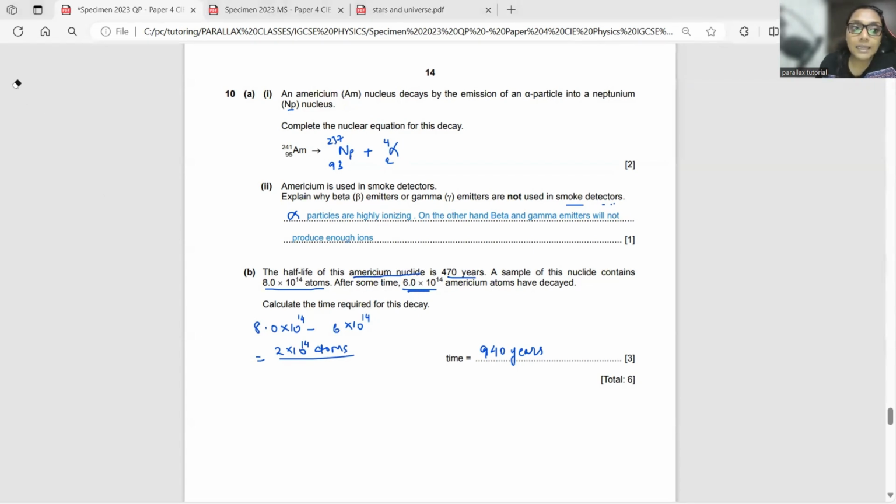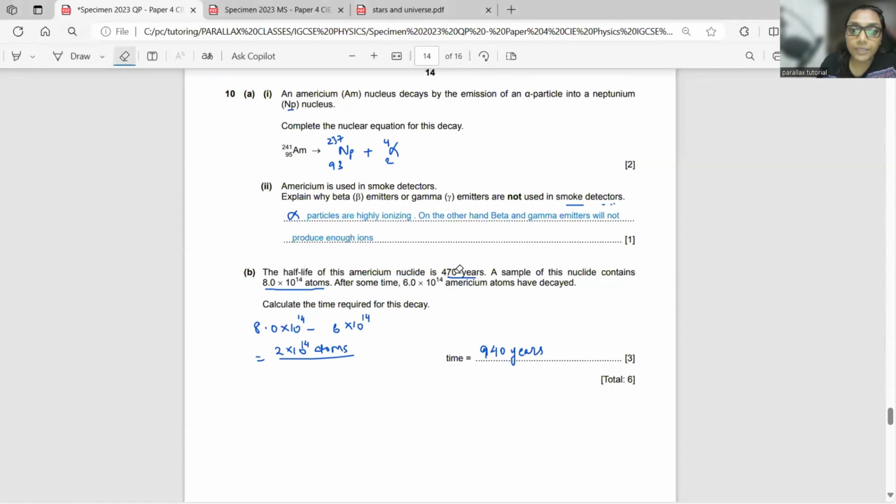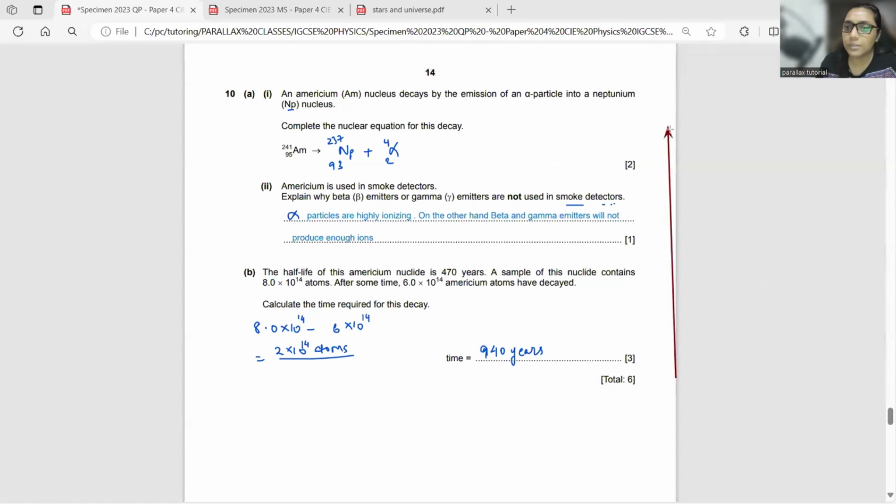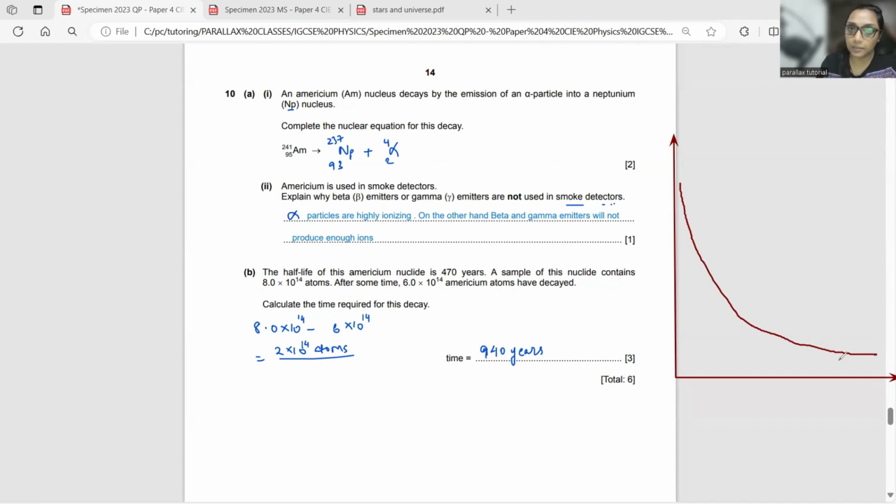Now, it says that you have to tell the time required for this decay. Now, how do we do this? For this, let's very quickly understand the half-life concept a bit so that you can do similar questions if they come. So remember, the half-life curve is something of this sort. It's like an exponentially decaying curve. It never reaches the x-axis, which is the time in this case. It's an asymptote. And this is the activity. You may call it activity.